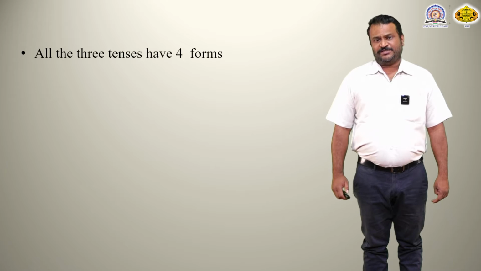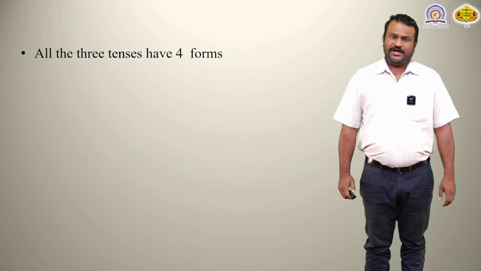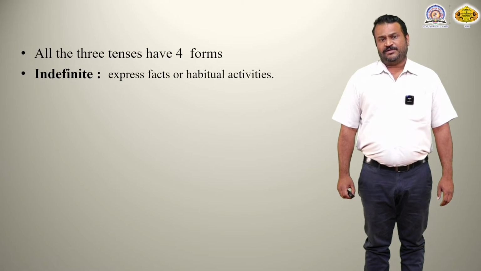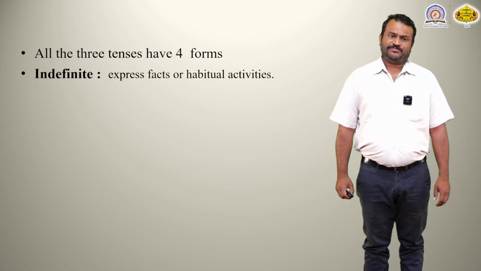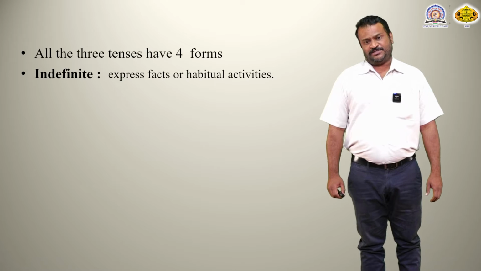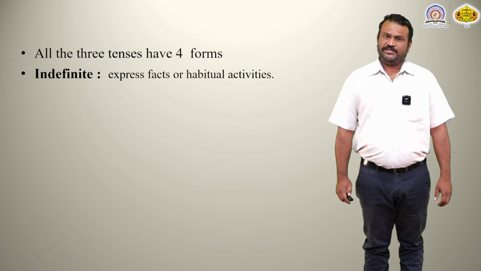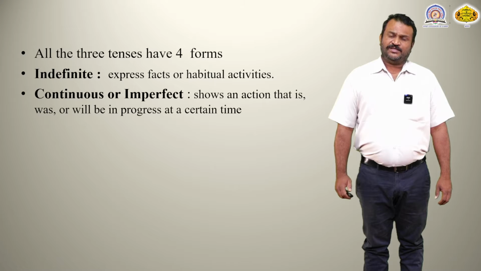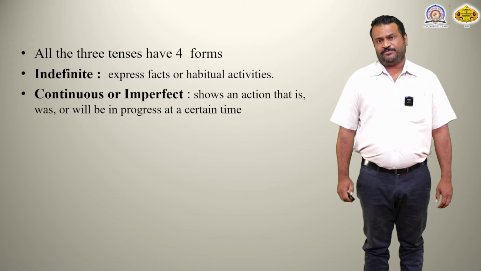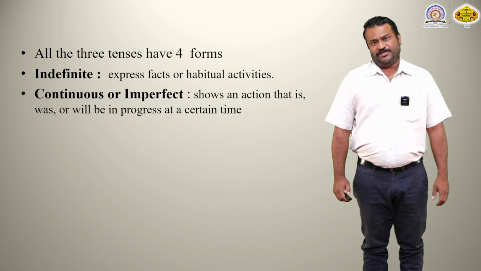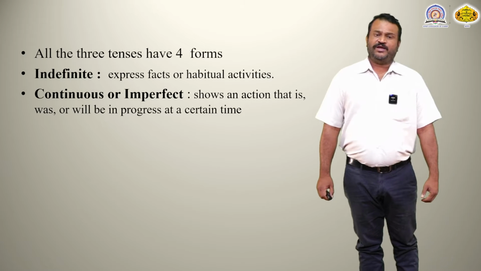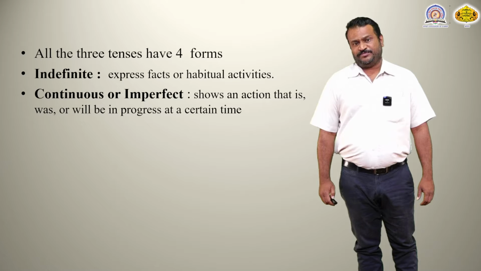Apart from these three tenses, each tense has four forms. The first is the indefinite form. This form expresses facts or our habitual activities. The second is continuous, or we also call it as imperfect tense. This continuous tense shows an action that is, was, or will be in progress at a certain time.